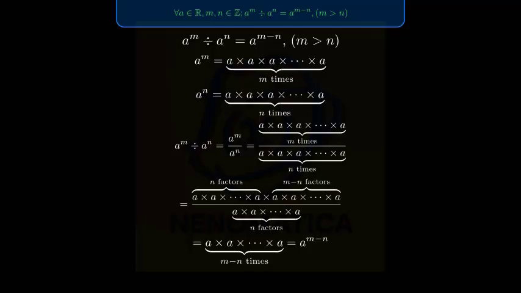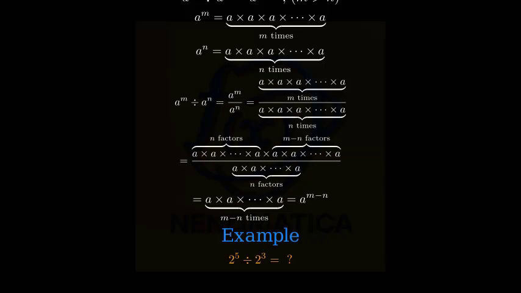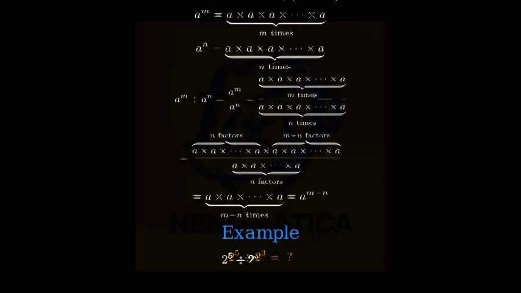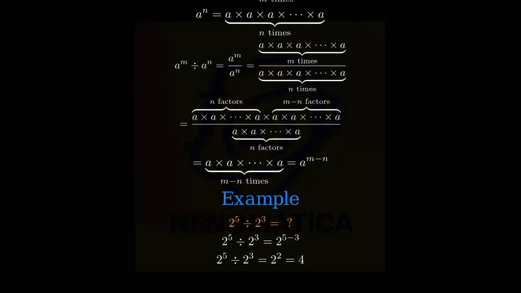Let's look at an example to apply this rule. We want to calculate 2 to the power of 5 divided by 2 to the power of 3. Using our rule, we subtract the exponents. 5 minus 3 equals 2. So 2 to the power of 5 divided by 2 to the power of 3 equals 2 to the power of 2, which is 4.